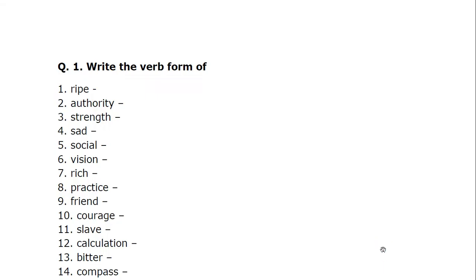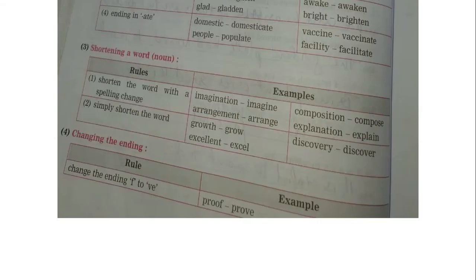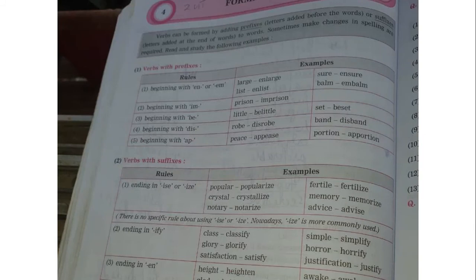Both are correct, whether you use ISE or IZE.